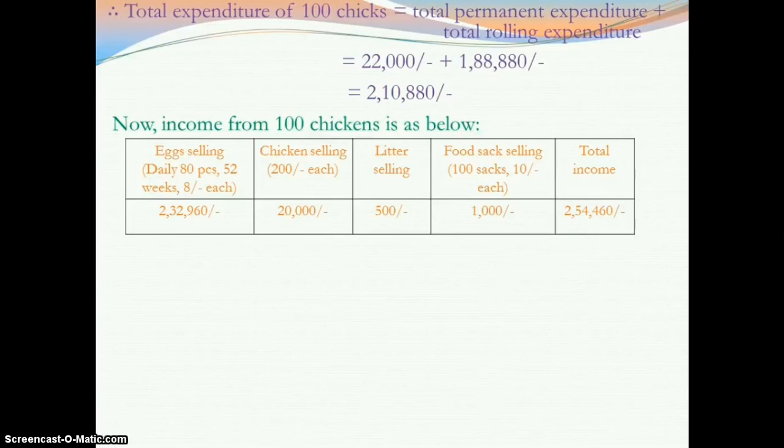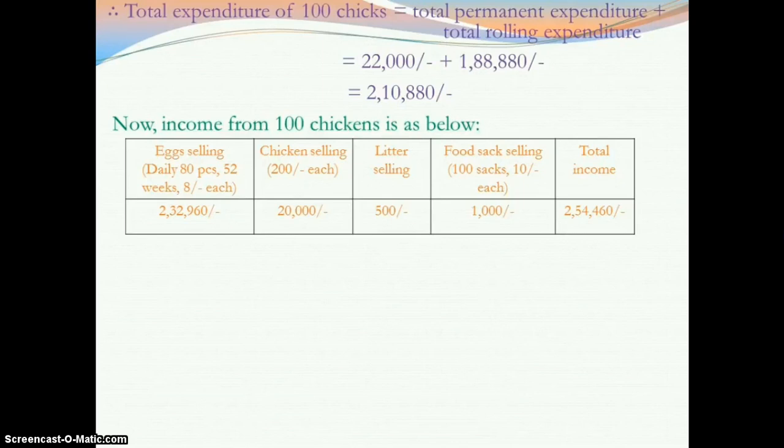And after 18 months, if we sell the litter, that means the poultry bed, it should be 500 taka. Food sacks, that means the supplementary food that we've supplied to the chickens, should be 100 sacks. And if we consider each sack as 10 taka, then it should be 1,000 taka. Then the total income is 2,54,460.